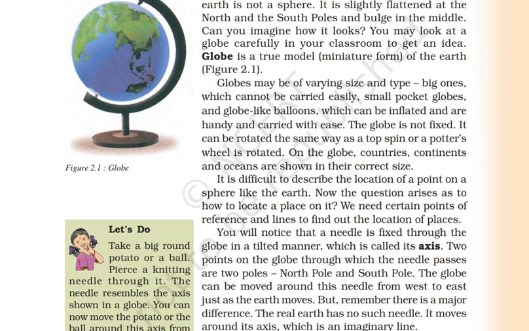Globe is a true model, a miniature form of the Earth. Globes may be of varying size and type. Big ones, which cannot be carried easily, small pocket globes, and globe-like balloons, which can be inflated and are handy and carried with ease. The globe is not fixed, it can be rotated the same way as a top spin or a potter's wheel is rotated. On the globe, countries, continents, and oceans are shown in their correct size.